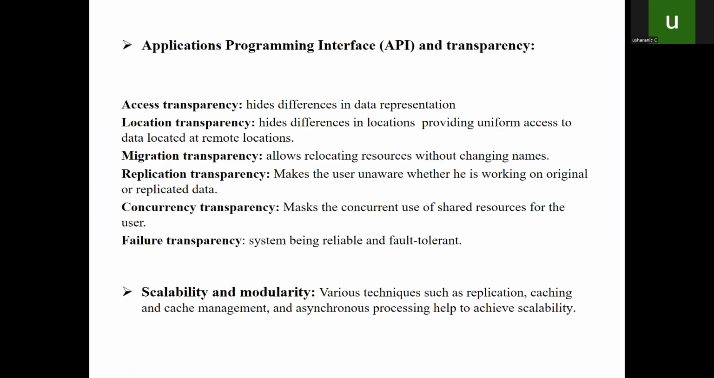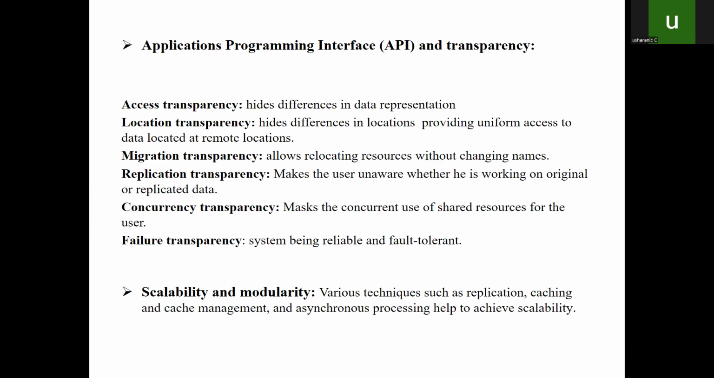Next one is migration transparency. It allows relocating the resources without changing the name. Next one is replication transparency. Users do not know if they are accessing the original data or a replicated copy. Next one is concurrency transparency. It hides the fact that multiple users or processes are sharing the resources simultaneously.